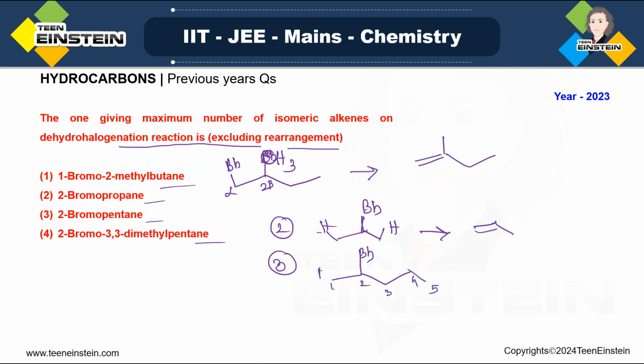So this is the structure of pentane, 1, 2, 3, 4, 5. This is a beta position, this is also a beta position. Now two types of product you can get. If you remove the left-hand side beta hydrogen, this is the structure. Another structure possibility is this one. So here we are getting 2, unlike the previous 2 options. What about the last option?